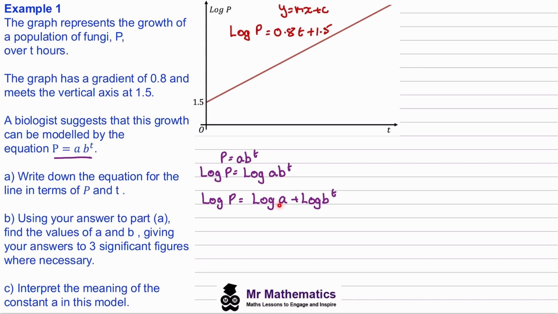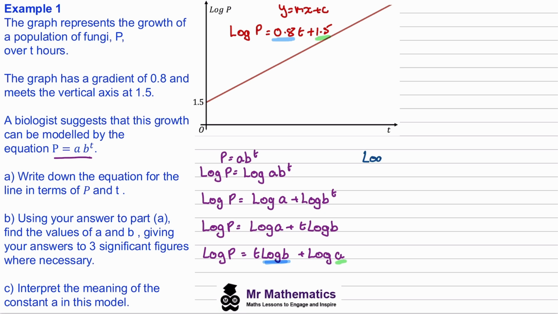So we've got the log of a plus the log of b to the t. And I should say as well that we're using log to the base 10. Now we can move this t down in front of a log using the power rule. And then to make this look like the equation of a line, I'm going to put this term first. Then you can see that the log b term will be our gradient, 0.8. And then the log a term will be the intercept of 1.5.